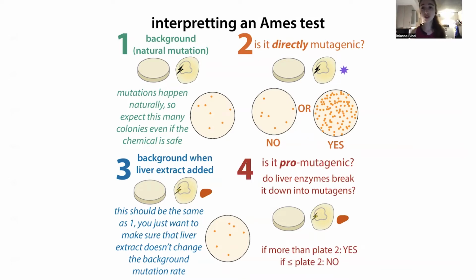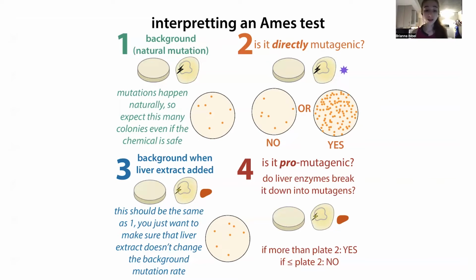Next, you want to see, okay, is it directly mutagenic? So is it mutagenic without any modifications to it? If it is, then if you add it, you're going to get a lot more colonies. So these colonies are individual bacteria that land on the plate, and then they grow on top of each other and they get this clumpy colony. So the more colonies you have, the more mutagenic something is by this test.